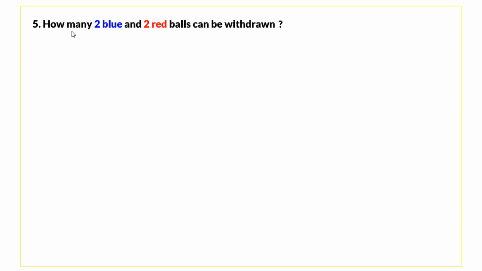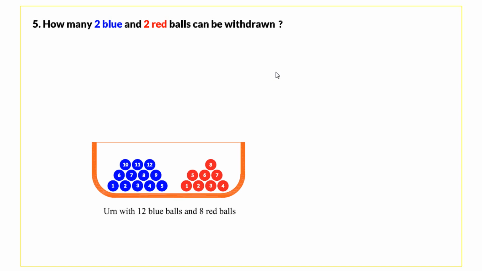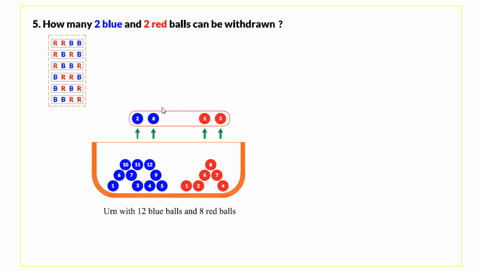Question number 5. How many 2 blue and 2 red balls can be withdrawn? So here is the urn, and we have to get 2 blue and 2 red, and now we have an element of 4 objects. So what are the number of ways of picking 2 blue out of 12? That would be 12 combined 2. And what are the number of ways of picking 2 red out of 8? That would be 8 combined 2.